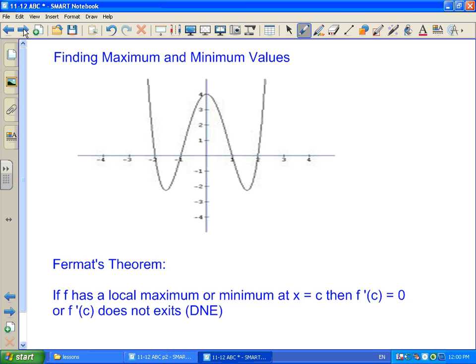The idea here is, if I've got a local maximum here and a local minimum down here, what do I notice is special about these points? Well, you've mentioned that these are turning points where it changes direction. We also notice that at these points, if we were to draw in our tangents, the slope of the tangent would be 0.